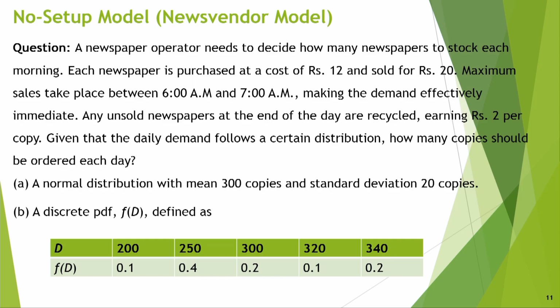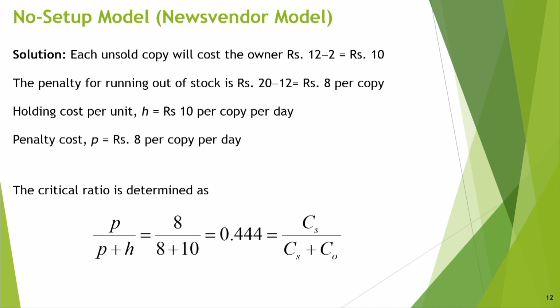In two scenarios: one, there is a normal distribution with mean 300 copies and standard deviation 20 copies. The other, suppose a discrete PDF has been given to you, that the probability that 200 copies will be sold is 0.1, 250 will be sold is 0.4, like that. If that type of scenario is there, then that is also to be considered.